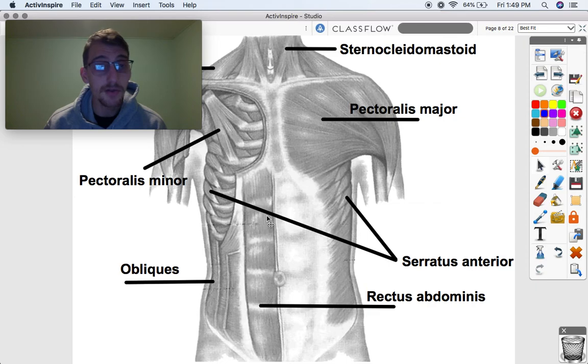So that is it. Those are the muscles that we are going to identify in this video. We're going to do the anterior and posterior arms and legs in our next video.